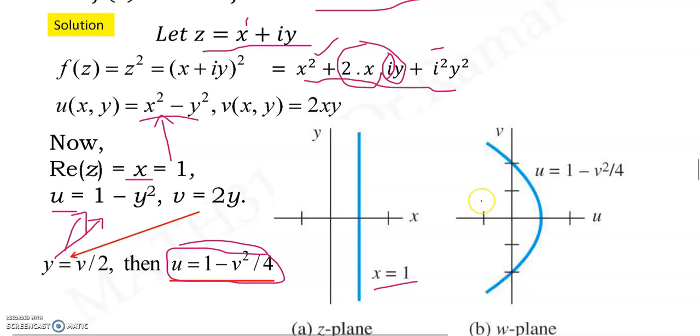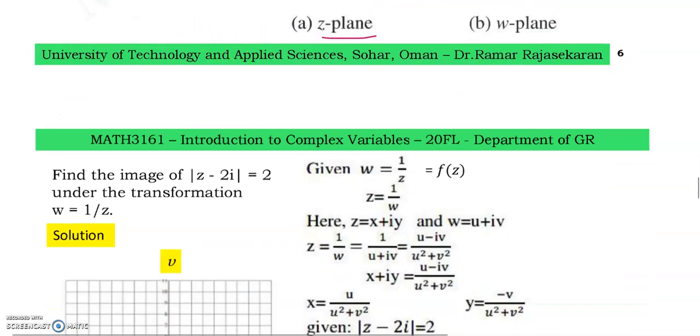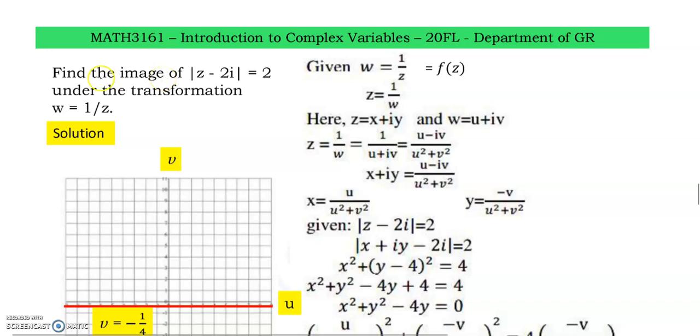That's it. Now take this question: find the image of modulus of z minus 2i equal to 2 under the transformation w equal to 1 over z. Now you see, what is the transformation? w equal to 1 over z. This is nothing but f of z, w equal to f of z. Now what is z? Cross multiplying, z is equal to 1 over w.